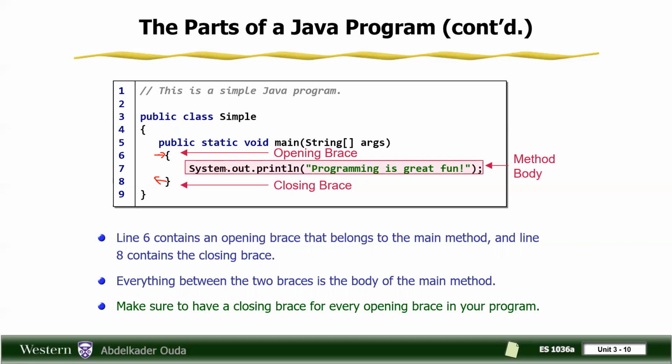Line 6 contains an opening brace that belongs to the main method, and line 8 contains the closing brace. Everything between the two braces is the body of the main method. Make sure to have a closing brace for every opening brace in your program. If you don't, you will have an error. If you try to compile, it will give you an error. Clear? Questions?